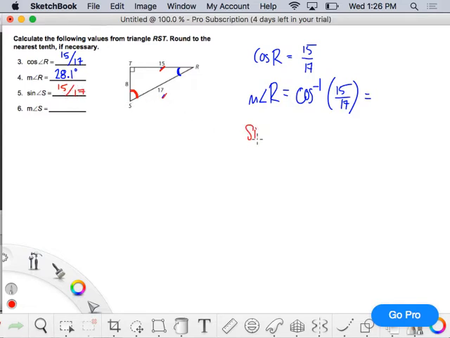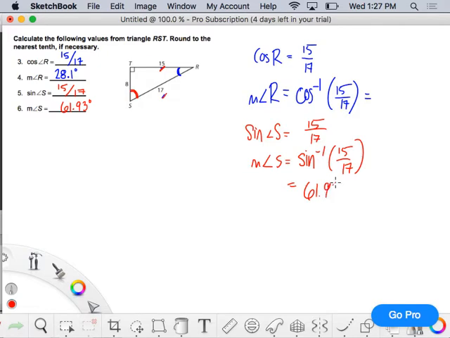But now look, if the sine of angle S is equal to 15 over 17, then the measurement of angle S equals what? Inverse sine of 15 over 17. Does that make sense? Okay. So 15 over 17, we take the inverse sine of that and we get 61.93 degrees. You understand this? Inverse cosine, inverse sine, inverse tangent.